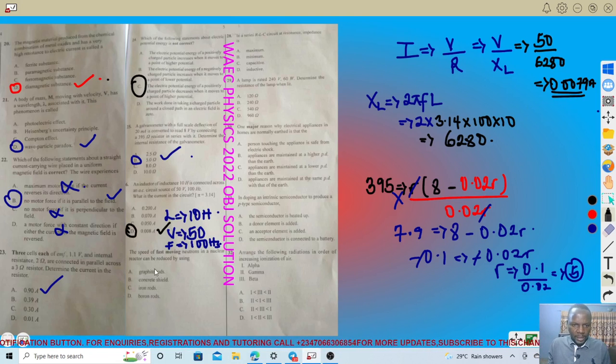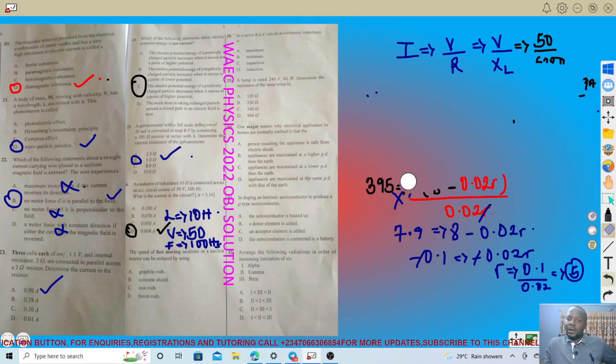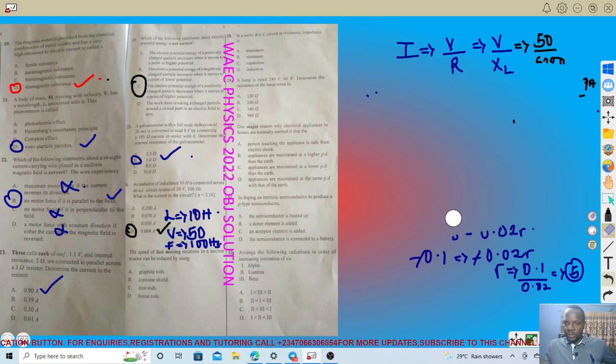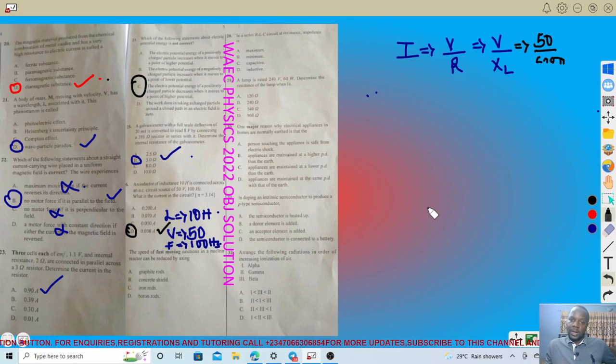The next is: the speed of fast-moving neutrons in a nuclear reactor can be reduced by dash. This is also on that topic of modern physics, which I have also covered on the physics page. You can also watch it, but more of them are coming in test visualization on this page on the modified channels. So just watch out. To do this, I think it's a very simple stuff. We use carbon rod, or in chemistry we say deuterium oxide, or deuterium, heavy water. Yeah, heavy water is also used.